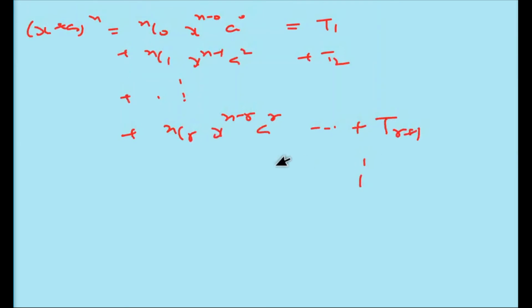Okay, and this way you can see this one is the first term, second term, r plus 1 term, and that is the last term, nCn x to the power n minus n a to the power n. So what is this? This is known as the general term.